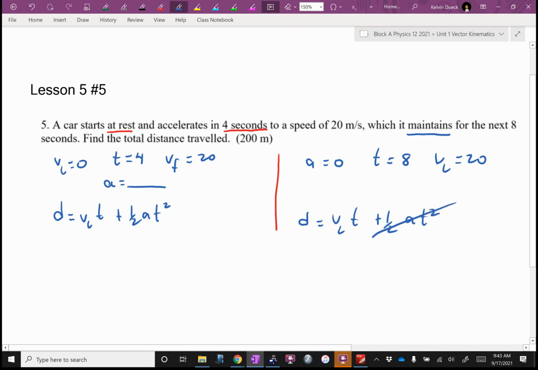Wait a minute, a was 0, and then d total, I'll call this d1, I'll call this d2, d total is going to be d1 plus d2. Okay? That's how I would do question number 5.